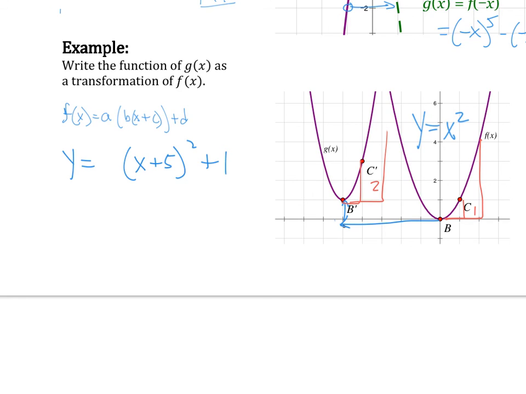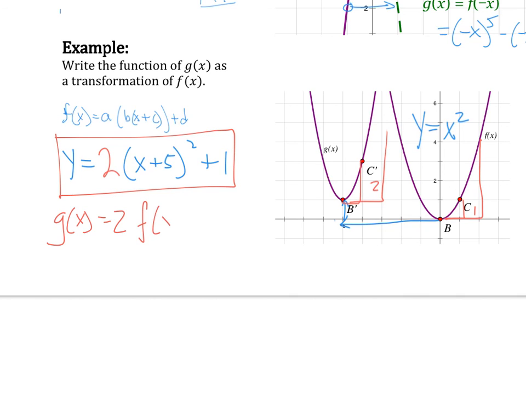Okay, so everything's being stretched vertically by 2, and that's the a value. There's no horizontal stretch, nothing to worry about there, so we have no b value here, just a vertical. And there's our function there. So we can write it like that. Sometimes it'll be useful also to say this. In general, we can see that g of x is 2 times f of x plus 5, plus 1.